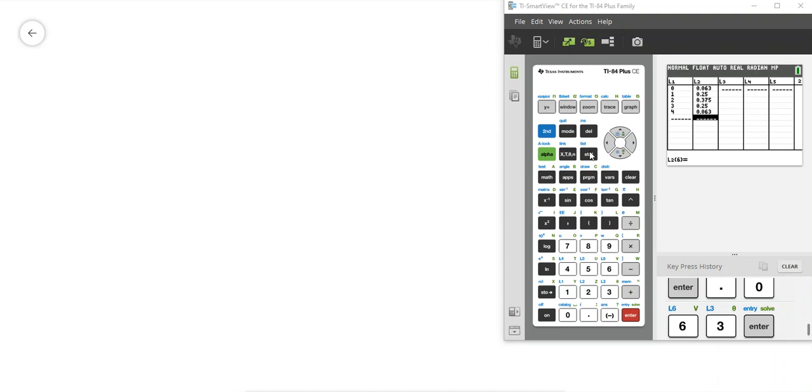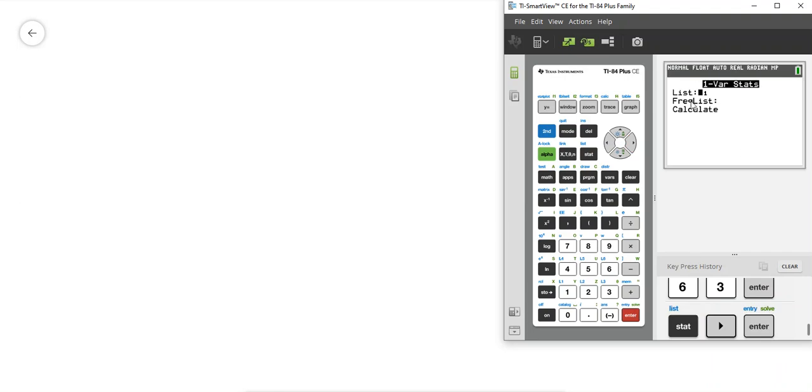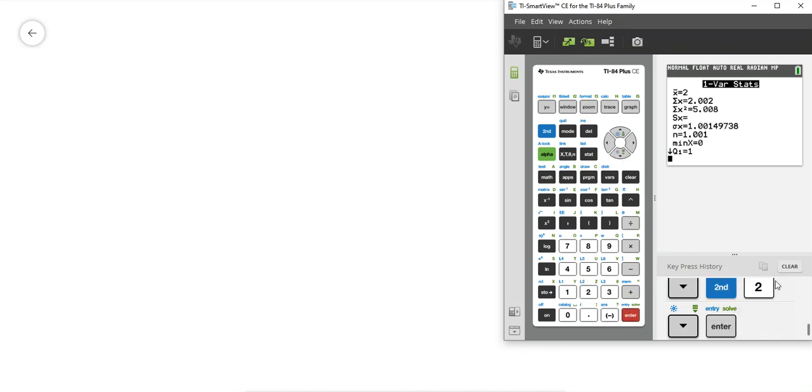Remember, we had to go to stat, calc, 1-Var, enter. Here's the only difference right here. The frequency list, you have L1. L1 is the number, and then we got to put L2 here for the frequency list. So second function, the number 2 key, L2 right there, and then go to calculate. So really pretty easy. There's our numbers.